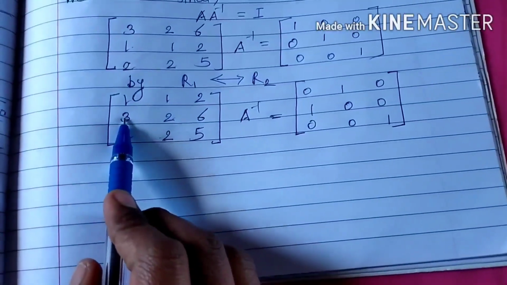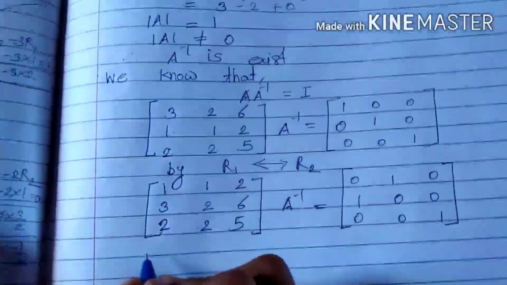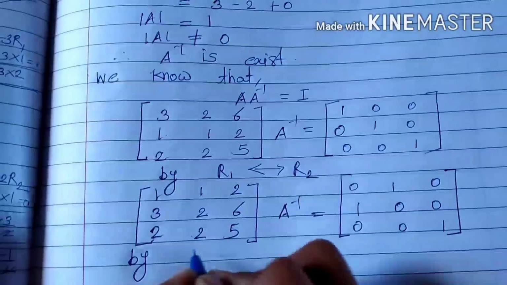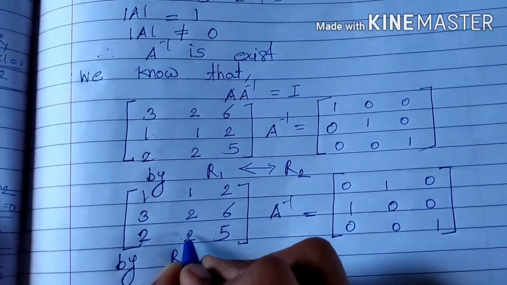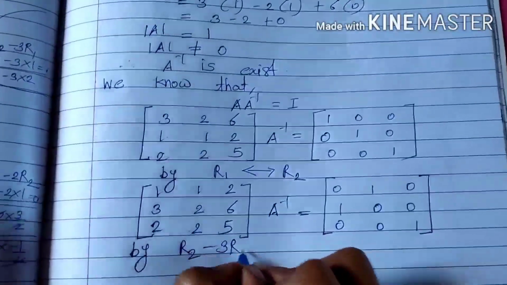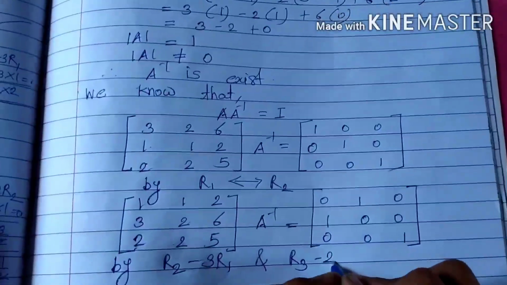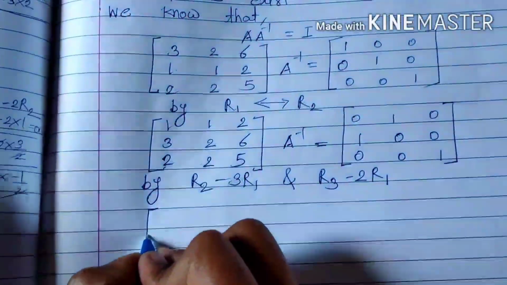Now here you have to make 0 and this 0 by taking operation. You have to change R2 and R3 minus 2R1. So first write as it is.